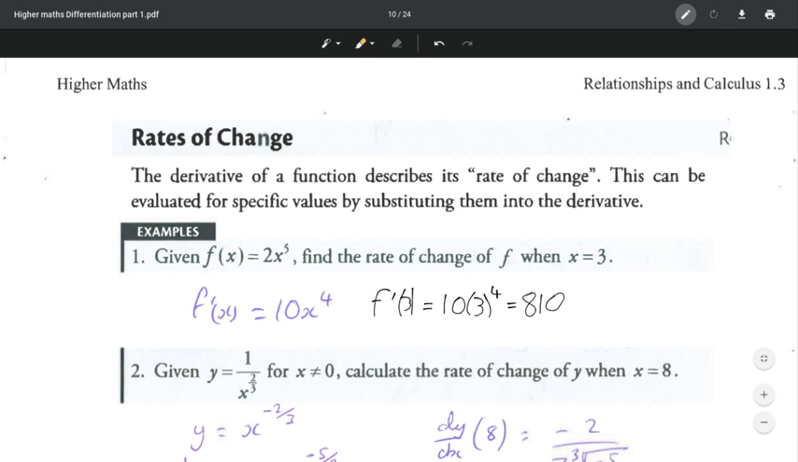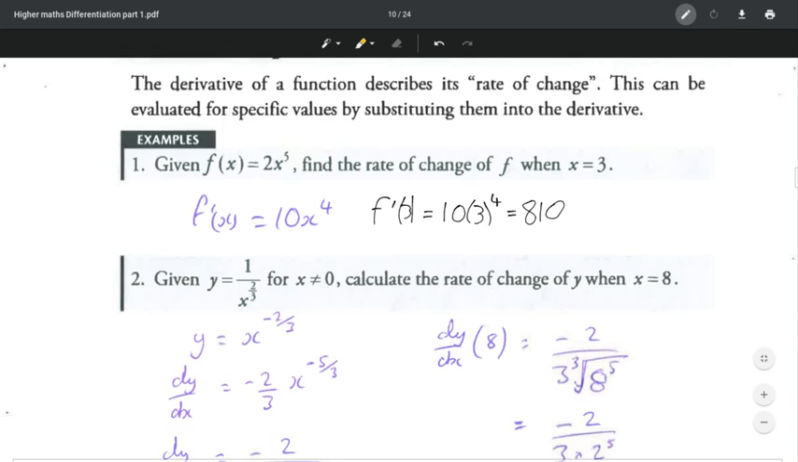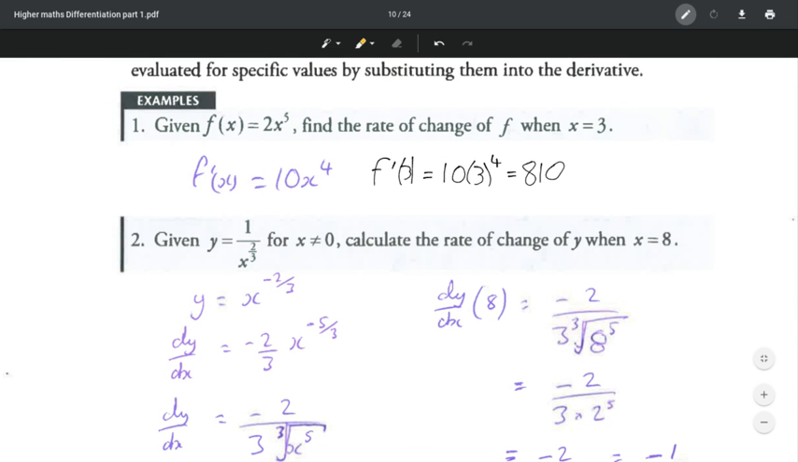Or sometimes it might not have that context, like in example 1 here. Given f of x, find the rate of change of f when x equals 3. So to find the rate of change, we differentiate. So power to the front, reduce the power by 1. And find the rate of change of f when x equals 3. So we are finding f dashed of 3. So I'm going to substitute in 3 for x.